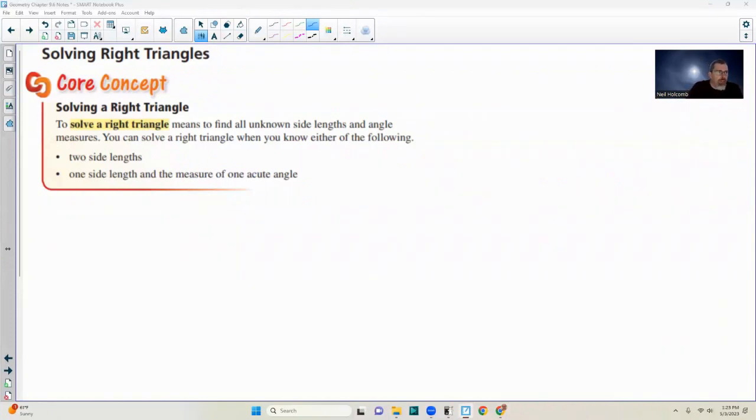Okay, solving right triangles, core concept. Solving a right triangle. To solve a right triangle means to find all unknown side lengths and angle measures. So if it's a right triangle, you only know the right angle is 90 degrees, and they might give you a side or two, and you have to find everything else. So you can solve a right triangle when you know either of the following: 2 side lengths or 1 side length and the measure of 1 acute angle. So you need 2 things: 2 sides or a side and an angle. So let's take a look in the next example.